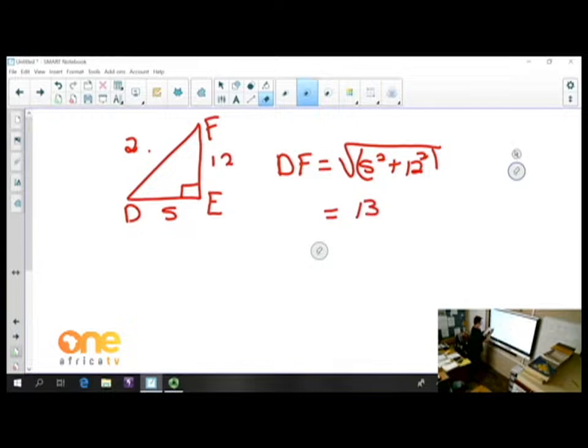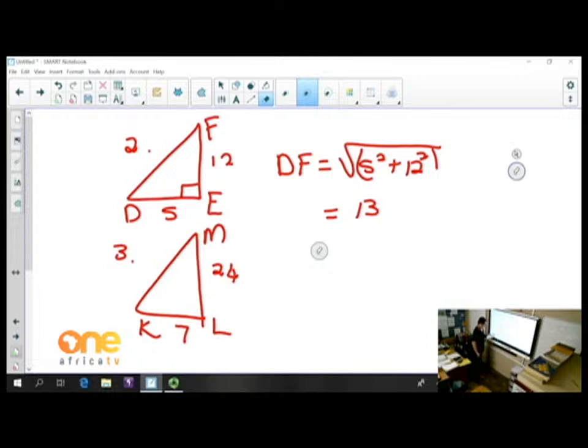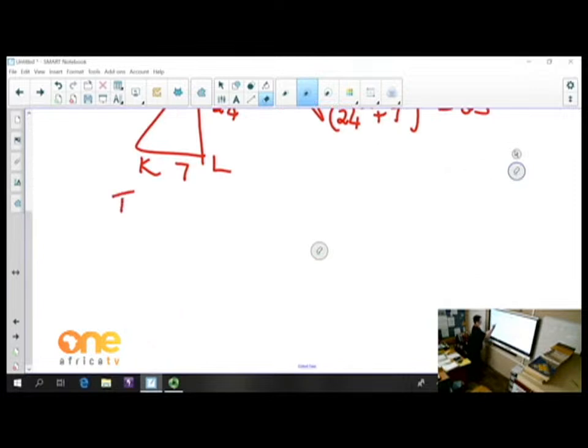Okay. Number 3. Now we have triangle KLM. So L is 90 degrees. KL is 7. ML is 24. And again, we want to find the hypotenuse. So that means that we're going to add them. So it is then 24 squared plus 7 squared. And the answer is 25. Press your calculator and make sure that you get that answer there. Right, Try Now 2.